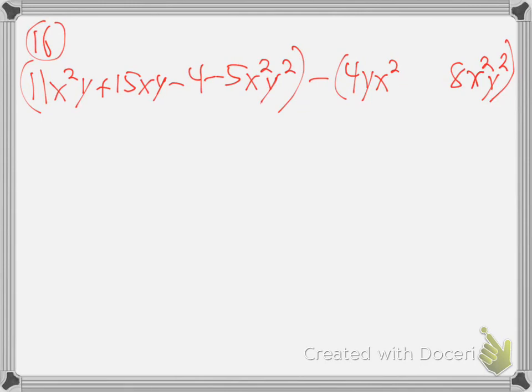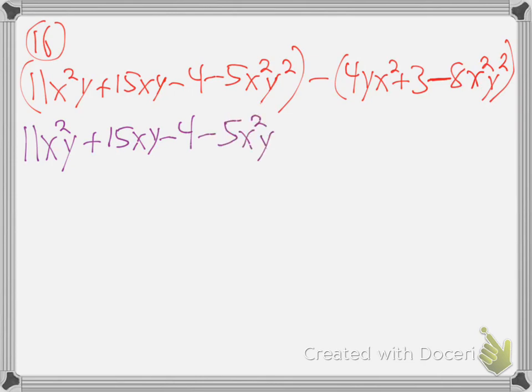Let me make this a little cleaner here. Like that. Minus 4. Minus 3. Plus 8x squared y squared. And then we have all these. Here we go. So I'm just going to bring them down. 11x squared y plus 15xy minus 4 minus 5x squared y squared.